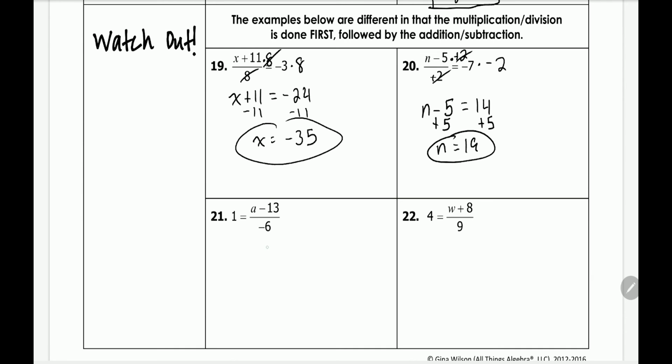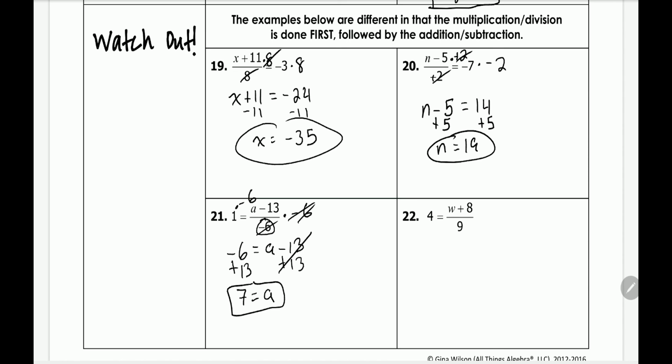Alright, number 21. We have 1 is equal to a minus 13 over negative 6. We have to get rid of this negative 6 first, so that means we have to multiply by negative 6 on both sides. 1 times negative 6 is negative 6 is equal to, these two things cancel. We're left with a minus 13. We have to get rid of the minus 13, so we're going to add 13 to both sides. And that leaves us with 7 is equal to, these cancel, a. And that's our answer for number 21.